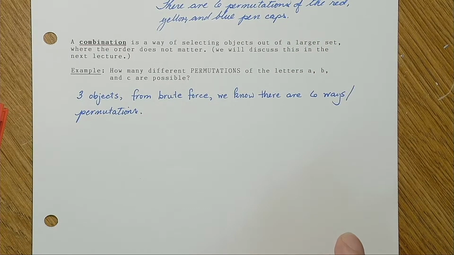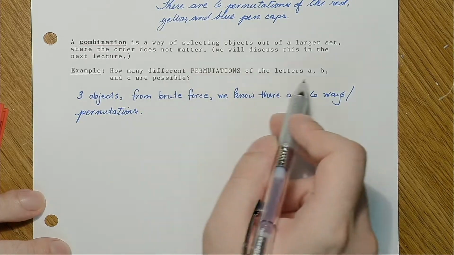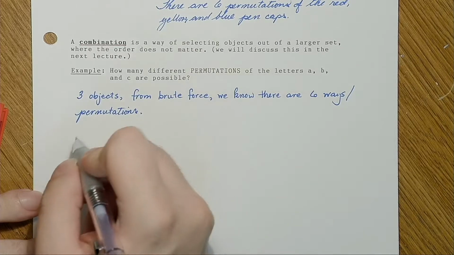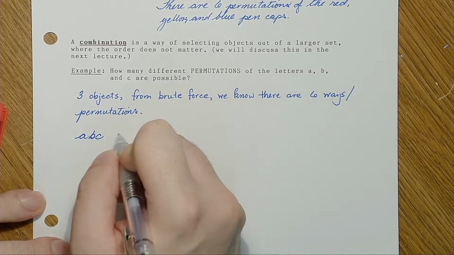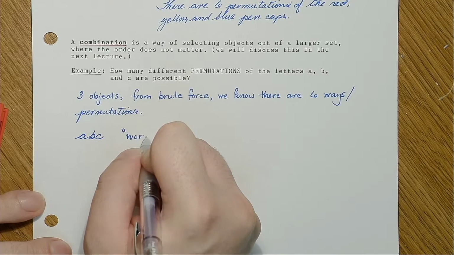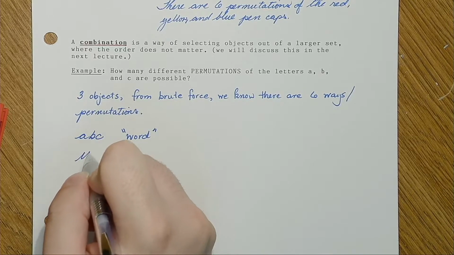But you might be asking me, is there a faster way to do that? And the answer is yes. We have the letters A, B, C, which form a word. It's not a great word. It's not even a word in English, I think. But what we can do is use the multiplication principle.